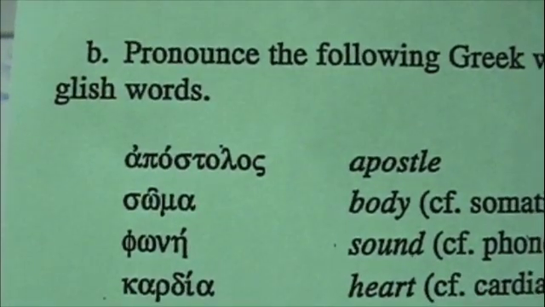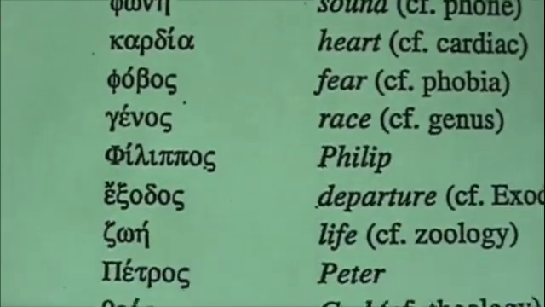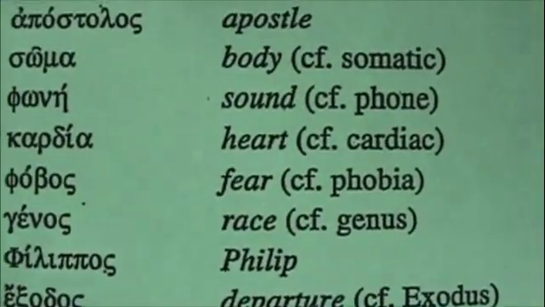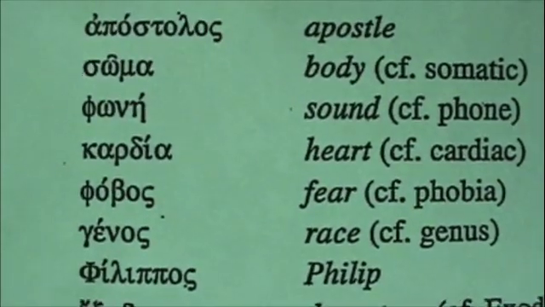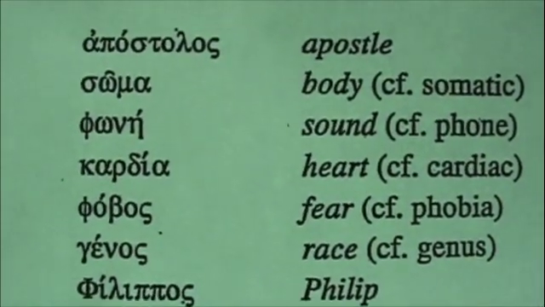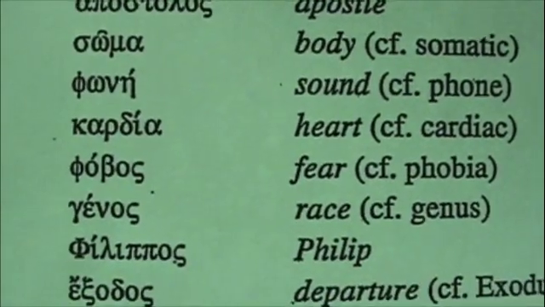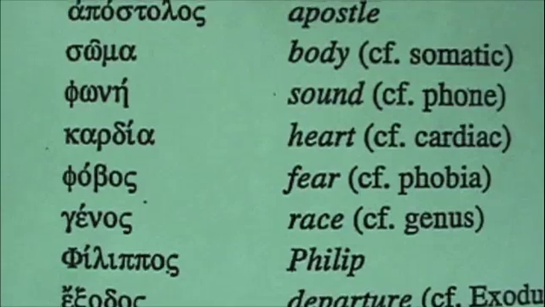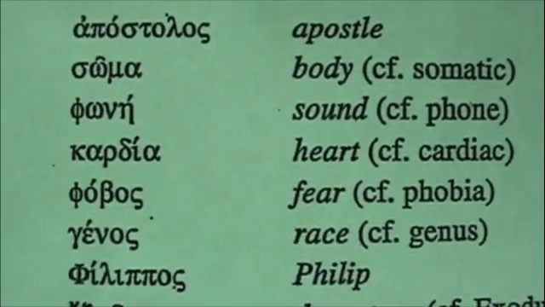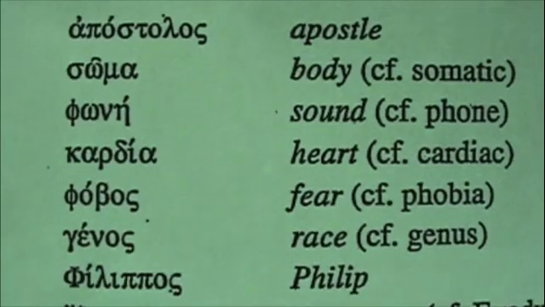The accent is the acute. Look at soma. You don't say soma, you say soma, because the accent is on the first syllable. Look at cardia. You don't say cardia, you say cardia.